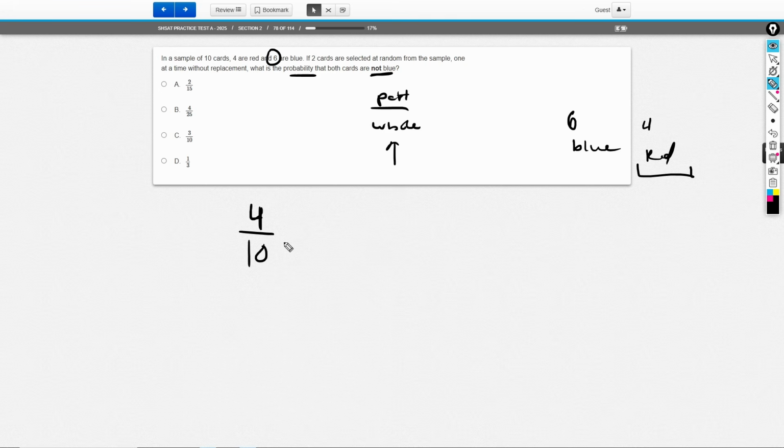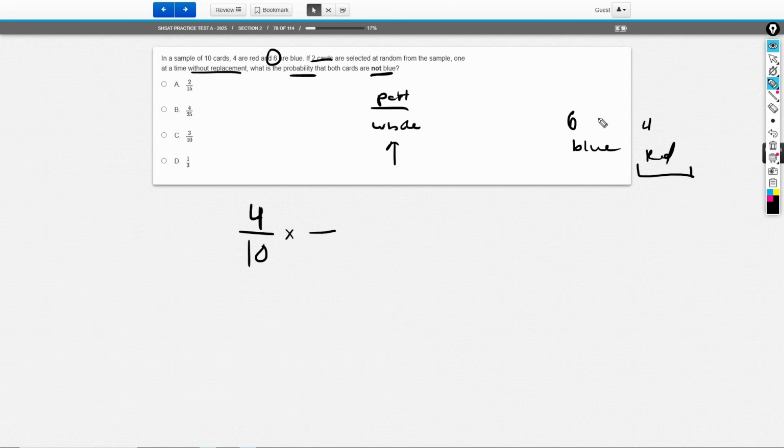Now, once I make my selection, right? 4 out of 10. I need to make another selection, right? 2 cards are selected at random at a time. When you're selecting 2 cards or 2 of anything at a time, you're going to find 2 probabilities and multiply them together. The keyword here is without replacement.